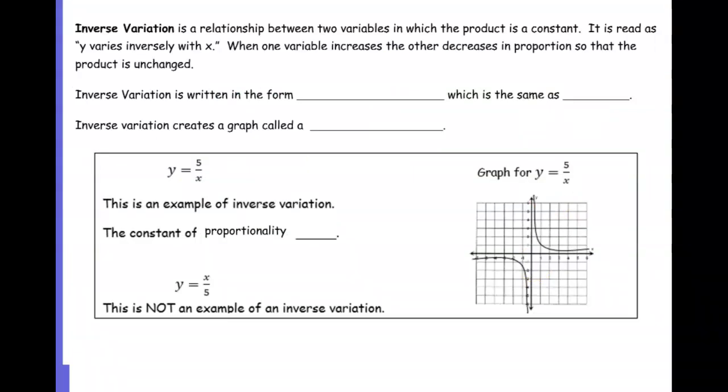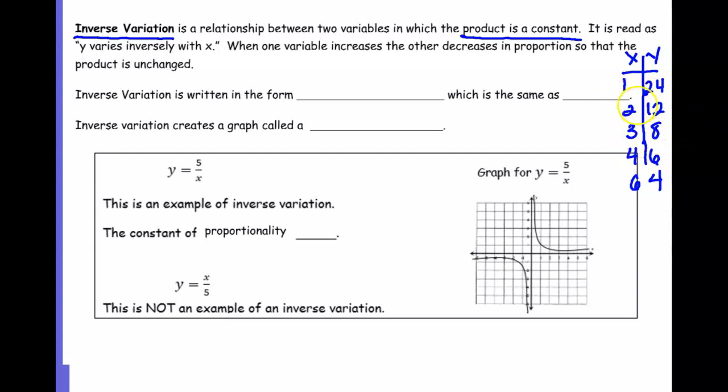An inverse variation is a relationship between two variables in which the product is a constant. So let me try to squeeze in an input-output table here. If I had x and y, and maybe I had (1, 24), (2, 12), (3, 8), (4, 6), (6, 4). Notice what happens as your inputs are increasing. You notice your outputs are actually decreasing. So that would be considered an inverse variation. And if you multiply your input and your output, you're always going to get that 24. 1 times 24 is 24, 2 times 12 is 24, 3 times 8 is 24.